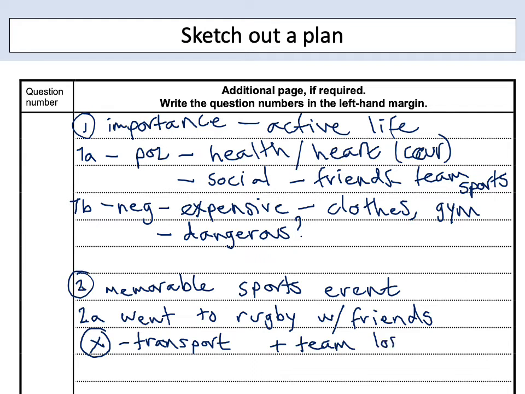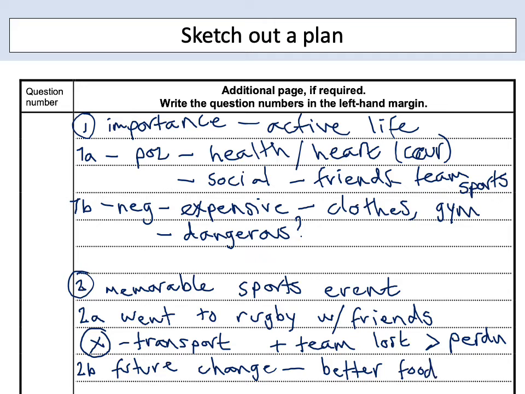I can remember the word for lost. So lost. Again, just a couple of little notes. I'm not writing loads out in French. So the team lost, and that was why you were upset about it. 2B is going to be future change, and always the easy thing to do. Any answer near enough. Let's just say we want better food at the stadium because it's rubbish. Okay, so there's our plan just sketched out.